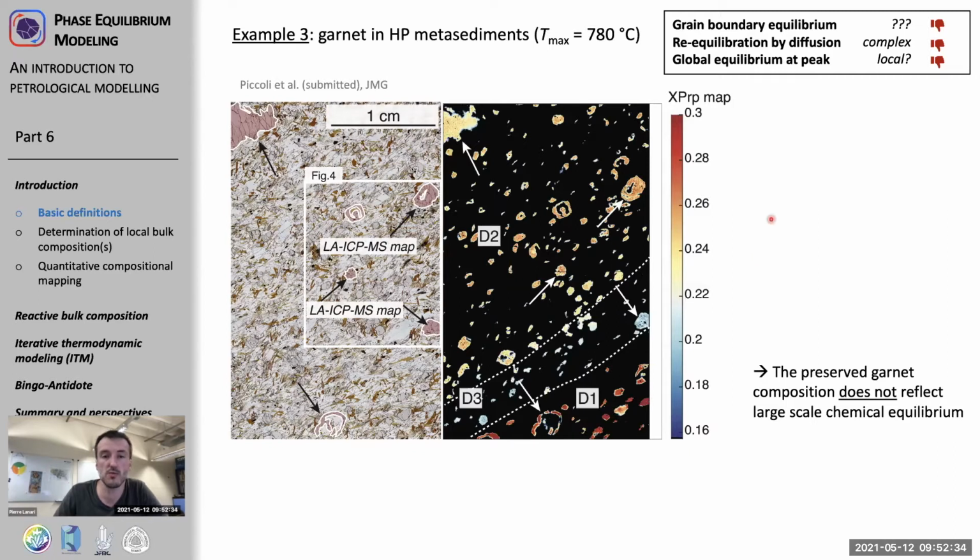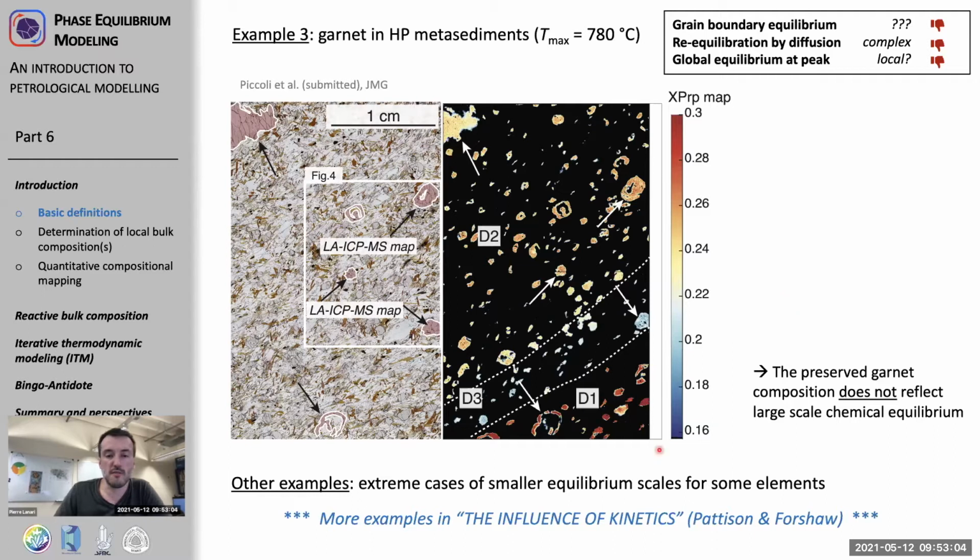So in this case, it means we don't know about the grain-boundary equilibrium condition during prograde metamorphism. We had reequilibration by diffusion, but it follows a complex pattern with different local compositions. And for sure, the global equilibrium at the peak was not achieved. Maybe a local equilibrium was achieved in this case. But for sure, the preserved garnet composition does not reflect large-scale chemical equilibrium. I mean, large scale at the sample scale in this example. Of course, those are very simple examples. You will see one more extreme case in the talk of Dave Pattison on kinetics tomorrow.